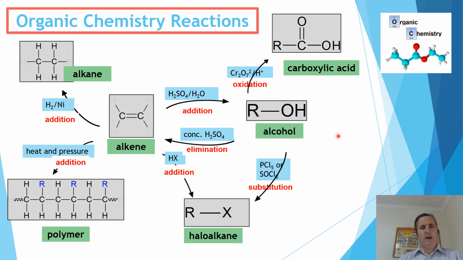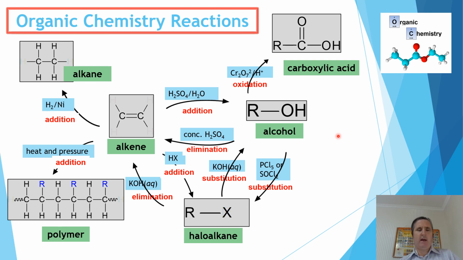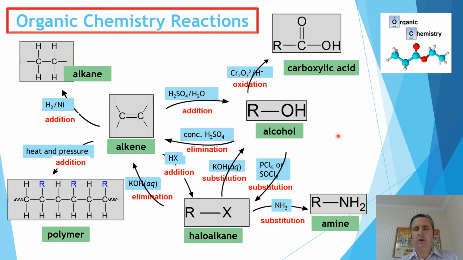We also saw today another couple of reactions from the haloalkanes. We can go from a haloalkane and we can eliminate stuff to go back to an alkene. And we can also substitute the halogen group to go back to an alcohol. Or we can produce a new compound, an amine, where we add concentrated ammonia. So all of these reactions can interplay and interact with each other. And part of organic chemistry is remembering this map or this scheme of reactions.